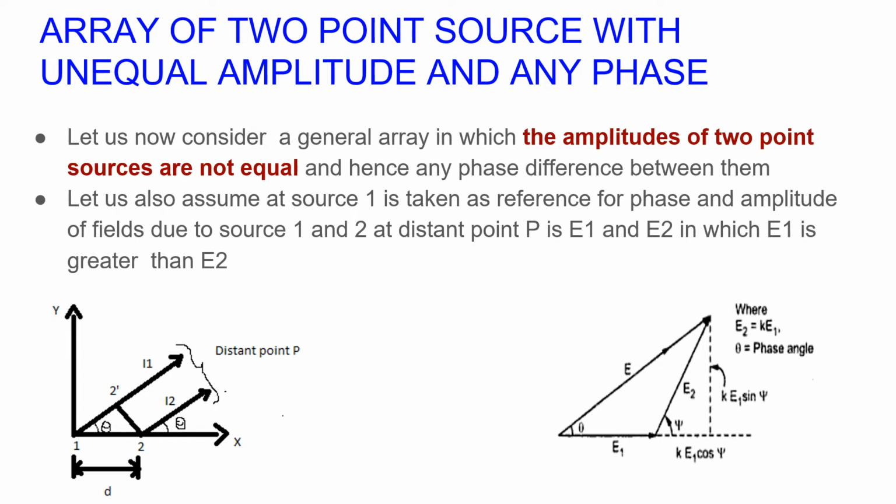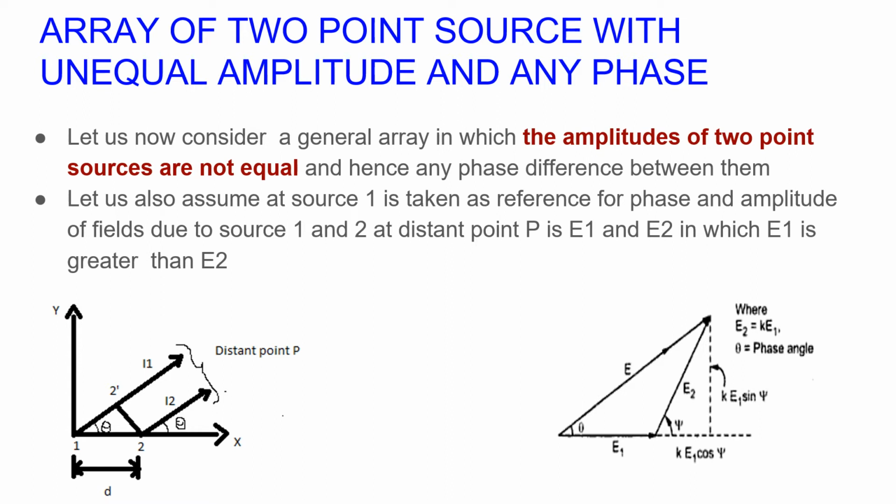So, array of 2-point sources with unequal amplitude and any phase. Consider the diagram in which we have 2-point sources with unequal amplitude. When the amplitude is unequal, then it can have any phase difference between them.